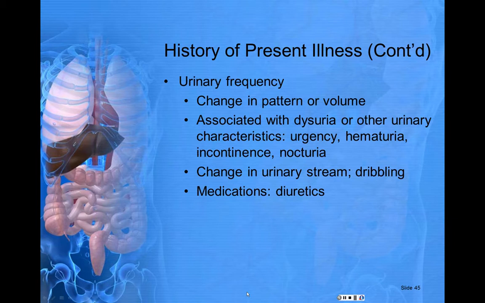Ask about urinary frequency. Is there a change or a pattern, change in pattern or volume? Is there any associated with dysuria, other urinary characteristics like urgency, blood in the urine, incontinence, and nocturia is an important question to ask about, because that can be associated with benign prostatic hypertrophy, with diabetes, and many other metabolic conditions. Is there a change in the urinary stream?